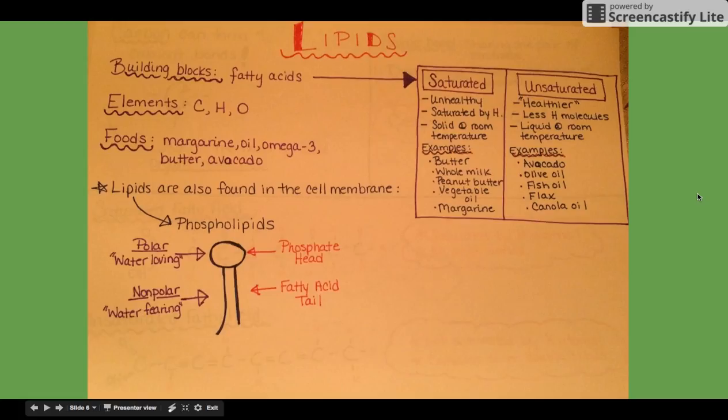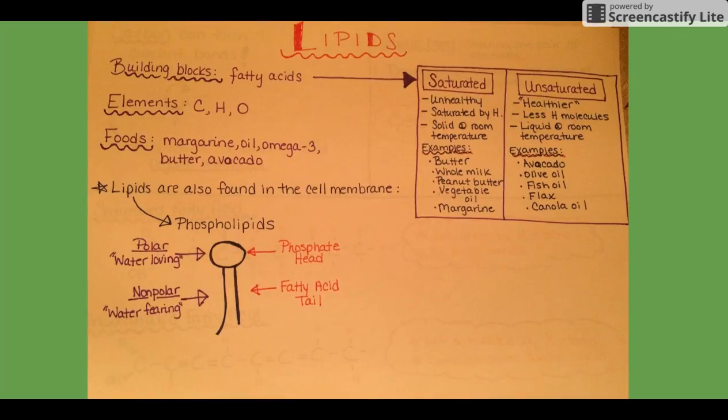So this phospholipid has two portions. It has a phosphate head and a fatty acid tail. The phosphate head is the portion towards the outside of the cell membrane, and it's polar, which, if you remember from when we talked about water, water is polar, and we said that polar dissolves polar, or polar interacts with polar. And so with this phosphate head being polar, it's water loving, so it wants to face the outside and the inside of the cell so that it can face the water.